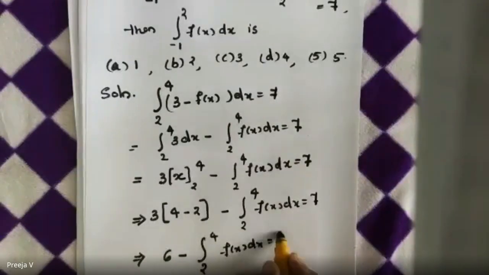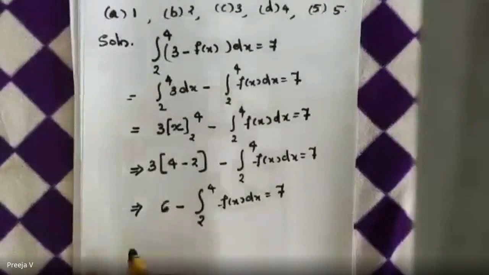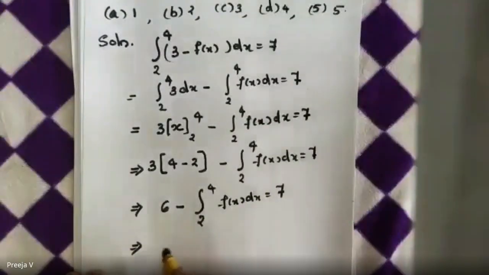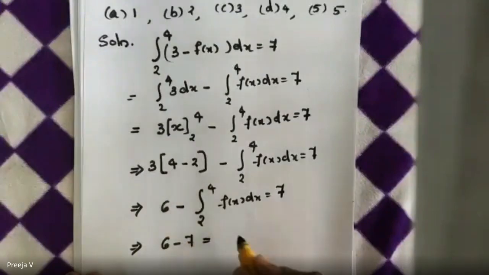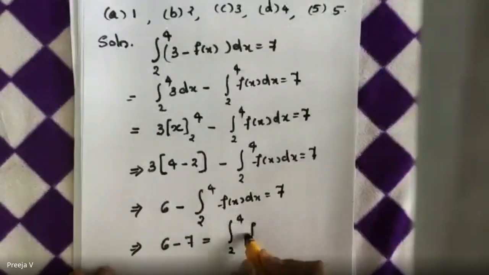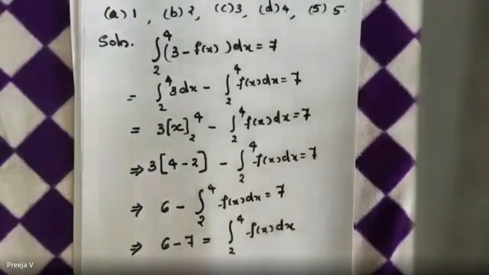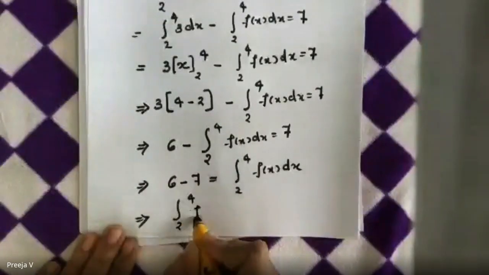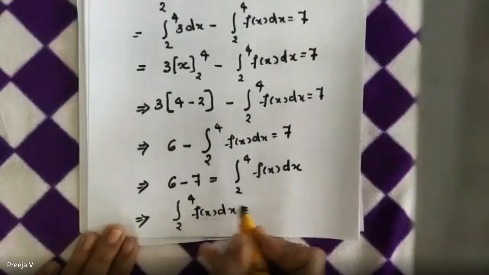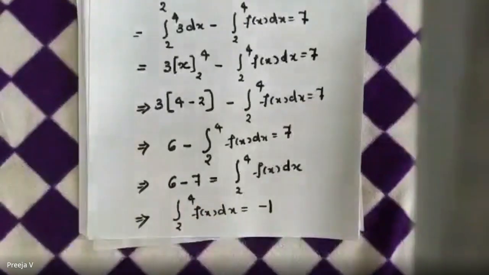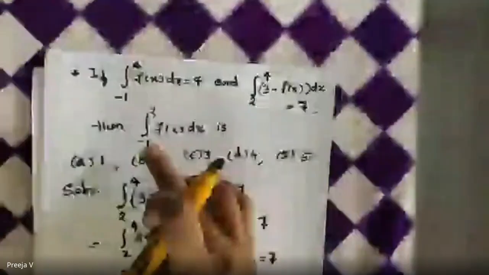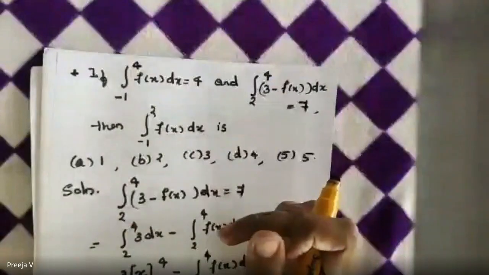dx equal to 7. Okay, നമുക്ക് ഇവിടെ നിന്ന് ഈ ഇന്റഗ്രൽ റൈറ്റ് സൈഡ് കൊണ്ടുപോകാം, 7 ലെഫ്റ്റ് സൈഡിലേക്ക് കൊണ്ടുവരാം. നമുക്ക് എന്ത് വരും? 6 minus 7 equal to integral 2 to 4 f of x dx. Or ഇവിടെ നമുക്ക് integral 2 to 4 f of x dx is, നമുക്കറിയാം 6 minus 7 എന്ന് വെച്ചാൽ -1 ആണ്. ഓക്കെ, ഇനി നമുക്ക് കണ്ടുപിടിക്കേണ്ട ഇന്റഗ്രൽ എന്താ? ഇന്റഗ്രൽ ഫ്രം -1 to 2 ആണ്.